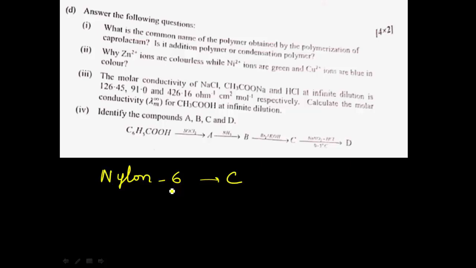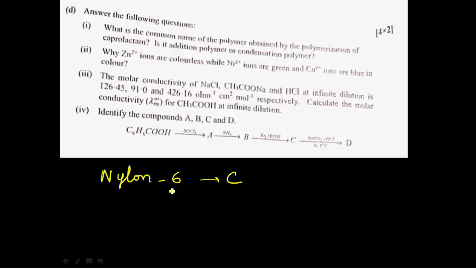blue in color? So you can explain this: Zn2+ ions have fully filled d orbitals, so there is no d-d transition and hence it shows no color. Whereas in nickel ion and copper ion there are incompletely filled d orbitals, hence the electrons undergo d-d transition. While undergoing d-d transition, they absorb certain wavelength or certain energy and the complementary color is observed.